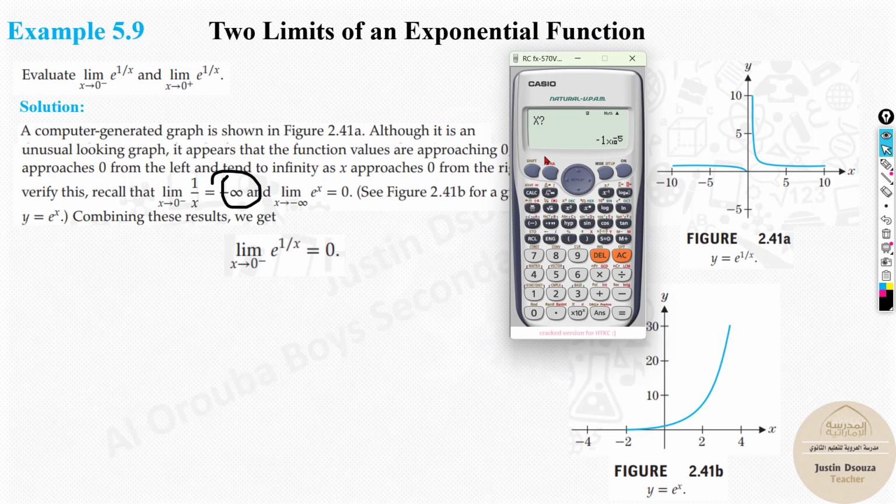Next one, all you need to do is calc and take towards positive 0.0001. Okay, you're getting a math error. Why?